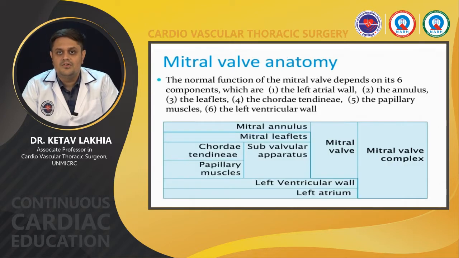Normal function of the mitral valve depends on the mitral valve complex, which is made up of mainly three components: mitral valve, left ventricular wall, and left atrium. The mitral valve again is divided into mitral annulus, mitral leaflets, and subvalvular apparatus. The subvalvular apparatus consists of the chordae tendineae and papillary muscles. All of the components of the mitral valve complex take part in the normal function of the mitral valve.